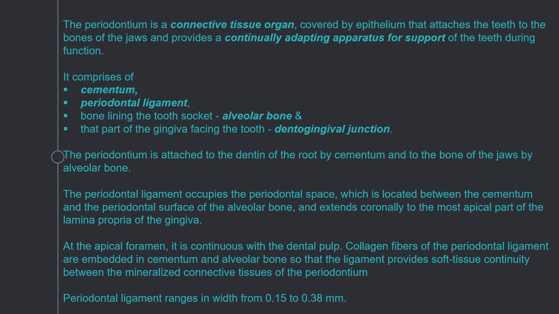We should know that the periodontal ligament is a soft tissue. So the cementum on this side and the alveolar bone on the other side, on either side, these both are hard tissues, while this periodontal ligament is a soft tissue. And the principal fibers, that is, it contains fibers, cells and all. So the principal fibers of this ligament are the collagen fibers, which will actually enter into the alveolar bone on one side and the cementum on the other side. So it forms a continual soft tissue continuity between the two mineralized hard structures. Okay, so the periodontal ligament width is between around 1.5 to 0.38 mm.